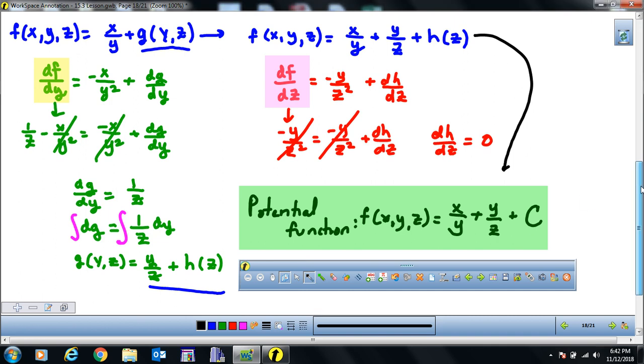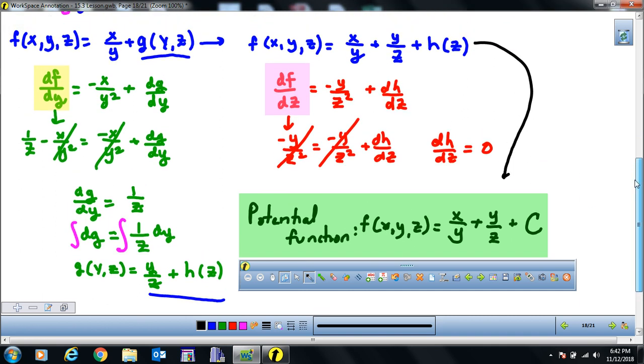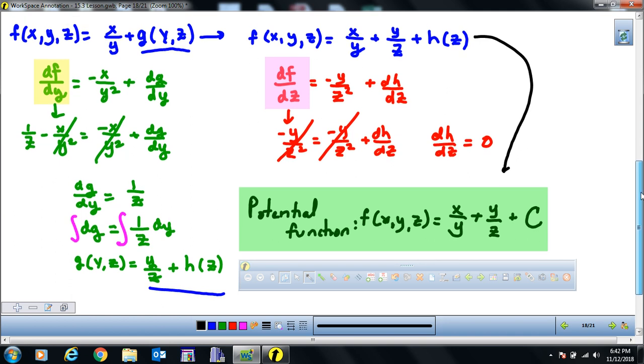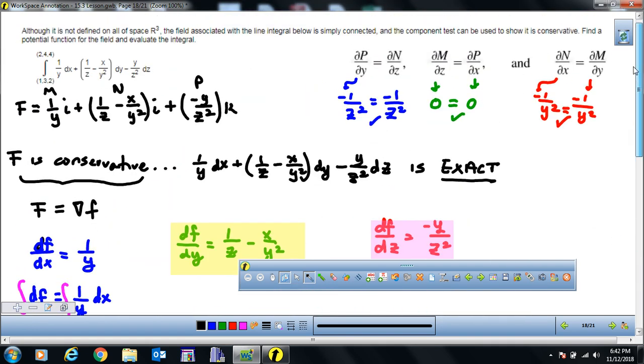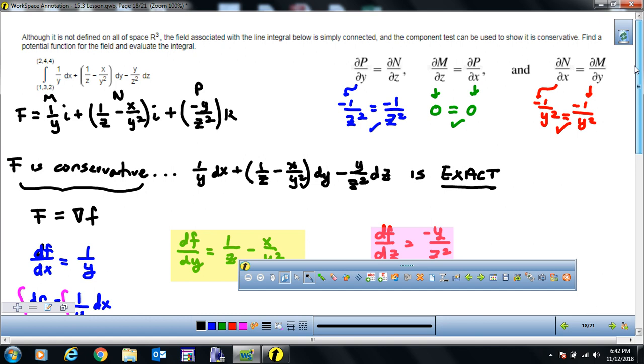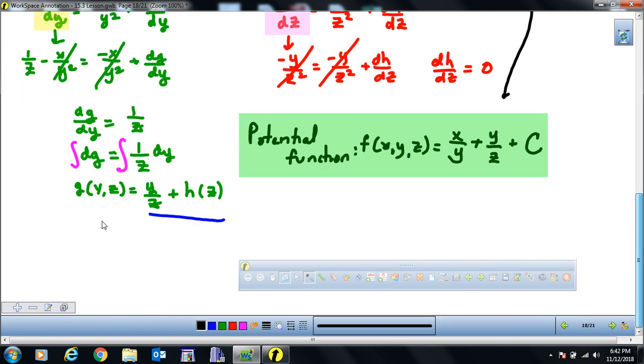Okay, so since the integral is exact, we can evaluate it directly to its limits to this potential function. That's what we're going to do, using the original limits from f of 244 minus f of 132. Those are the two limits. F of 244 minus f of 132.